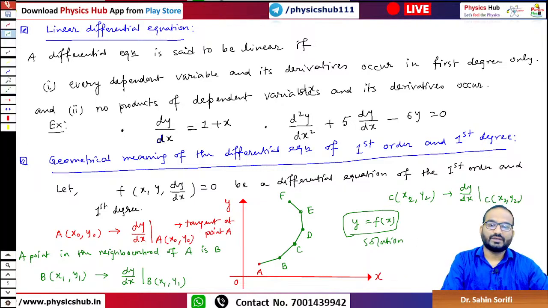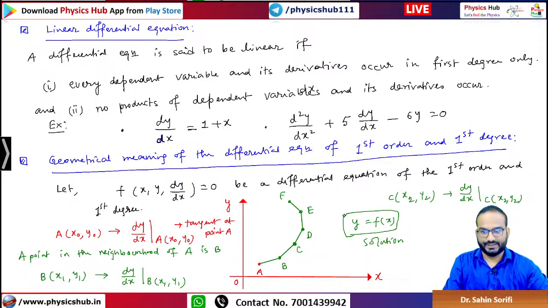Now what you can do is start with some other point. Let's say you start from here, some other point, not from A. Let's say you start from A prime. You will put the value of x and y and you will get a tangent here. Let's say you get a tangent like this. Again you will take a neighborhood point, let's say B prime. It may go like this. You can take neighborhood point C prime. It can go like this. You can take another neighborhood point D prime, you can go like this, and so on.